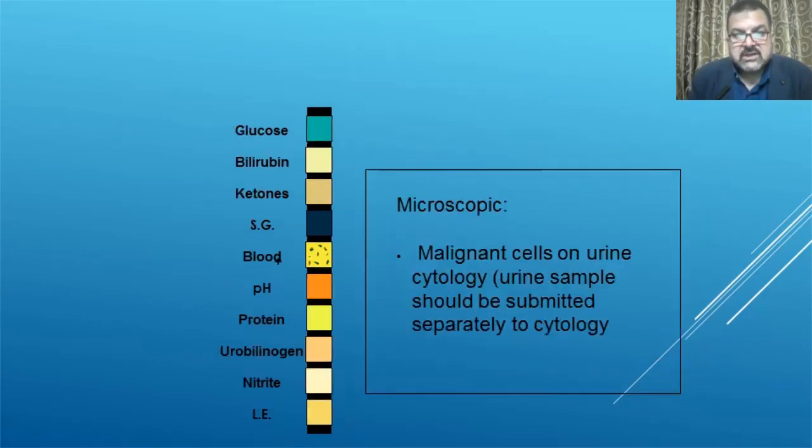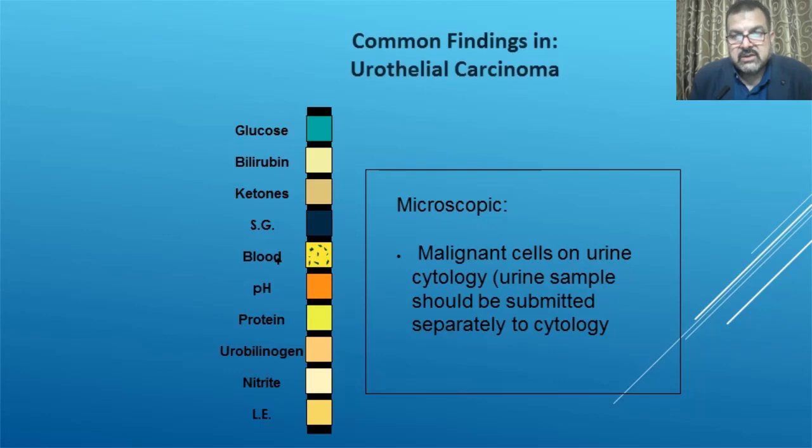Another example, as you can see, there is blood in the dipstick, and microscopically malignant cells in cytology. That means this is mostly urothelial carcinoma.